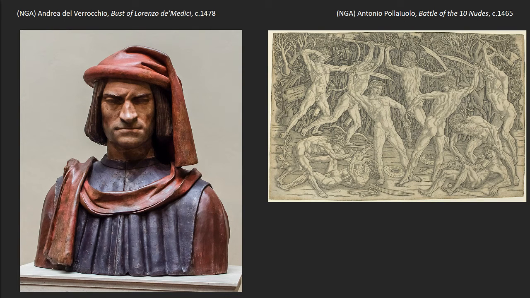Antonio Pollaiuolo. These names are Greek. They all mean something to Italians, right? Verrocchio means dead eye. Vera, true. Occhio, eye. Right? The guy with good sight, good observational skills. My college roommate in grad school called him Dead-Eye Dick, right? Because that's kind of what his name is like. Pollaiuolo, son of a chicken farmer.